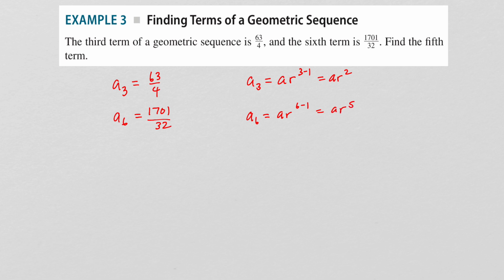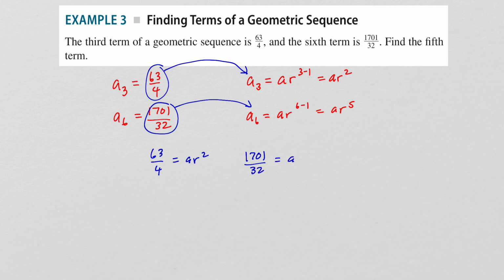So now I'm just going to plug in 63 over 4 into a3, and this number into a6, and that's going to tell us that 63 divided by 4 equals ar squared, and 1,701 divided by 32 is equal to ar to the fifth. And now to solve for a and r, what we need to do is just solve for a in each of these equations. So a here will be 63 divided by 4r squared. So I'm just dividing by r squared on both sides.